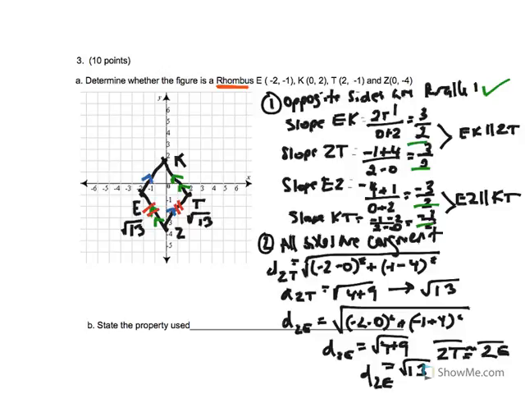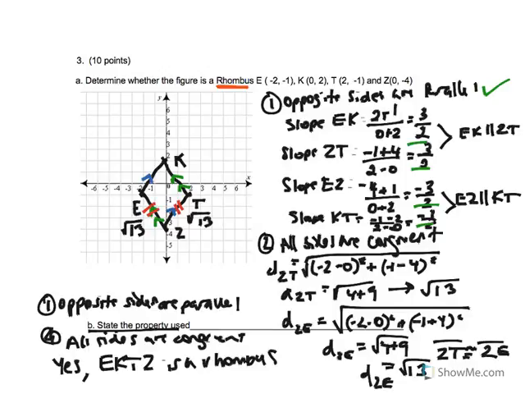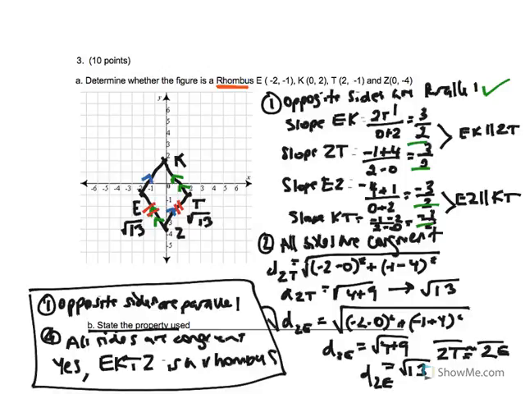Therefore, since we have proven that opposite sides are parallel, and that all sides are congruent, these are our properties used. This is where we're stating the properties used. We can say, yes, EKTZ is a rhombus. And on the test, you would write these things on this line here, but I ran out of space, so I wrote it around it.